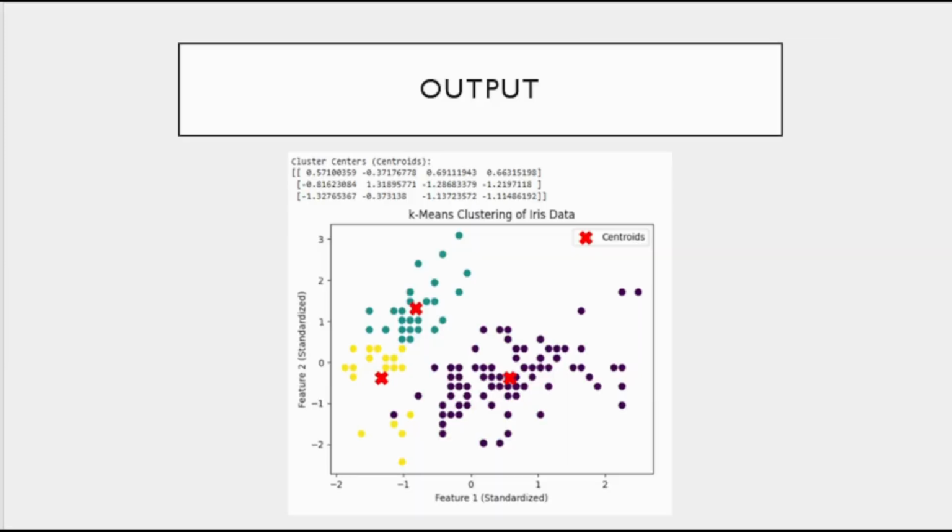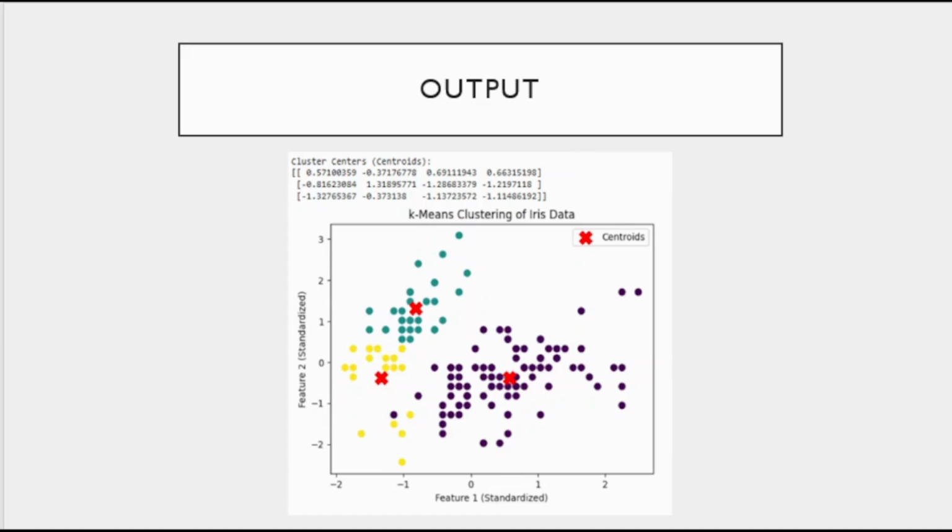Here's what the output will look like after implementing the code that we discussed above. Now, let's interpret the results. Cluster assignments. Each data point is assigned to one of the 3 clusters. These clusters represent groups of flowers with similar features.